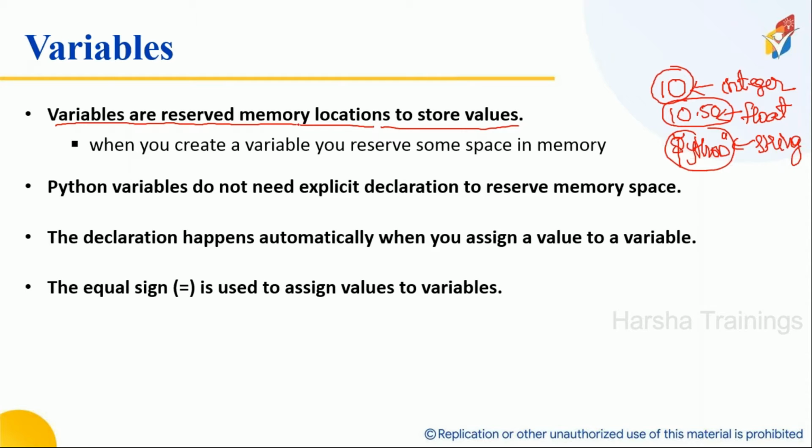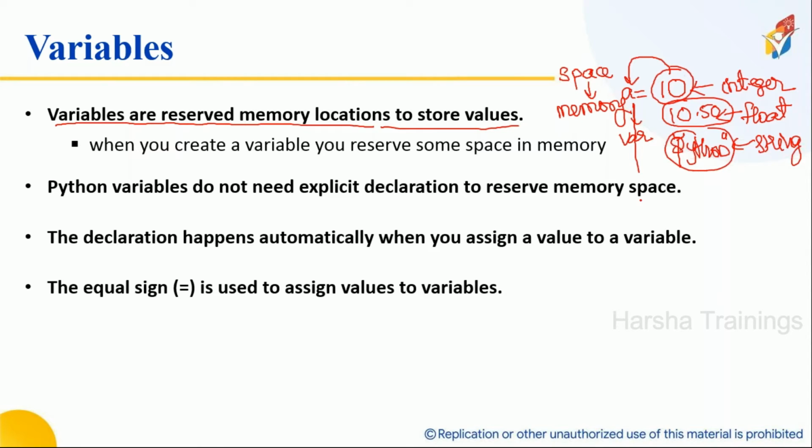Variables are reserved memory locations. Now in order to store these values, do I need some space? This space will be allocated in memory. Look here. Variables are reserved memory locations. Here what I'm doing is a equal to 10. That means I'm storing the value 10 in a location called a. Now a is called a variable. Can you please respond? Variables are reserved memory locations to store values.